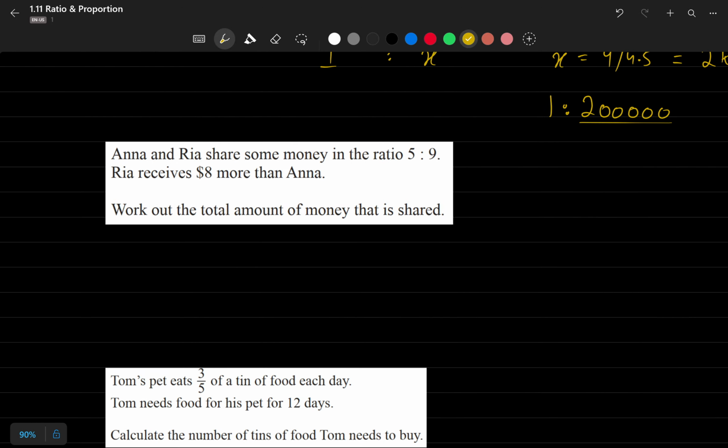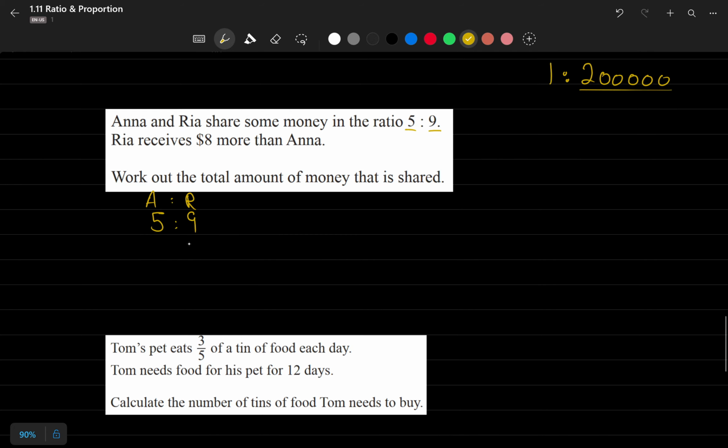Okay, the next question says Anna and Ria share some money in the ratio 5 ratio 9. Ria receives 8 more dollars than Anna. So Ria has 4 shares extra, and let's solve this question by writing it down for better clarity. 5 ratio 9. This is Anna's, this is Ria's share. Ria has a greater share. How much greater? 4 more ratio.